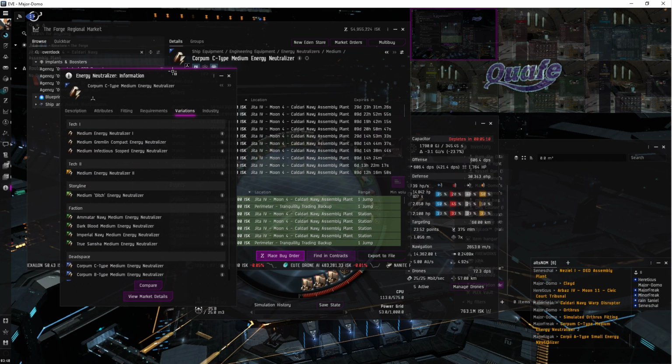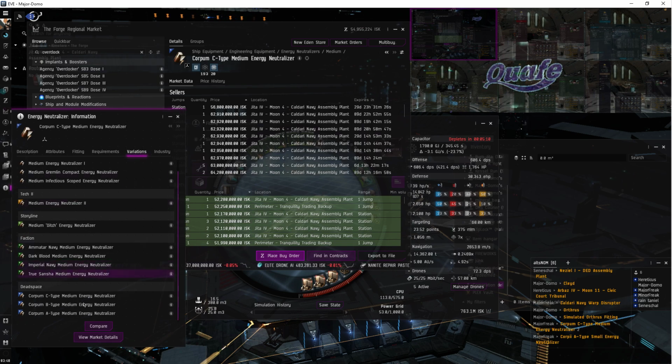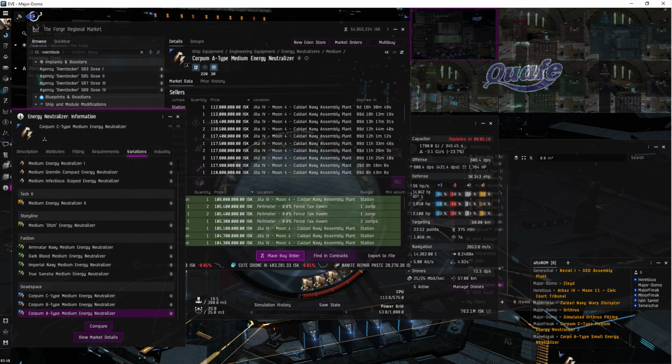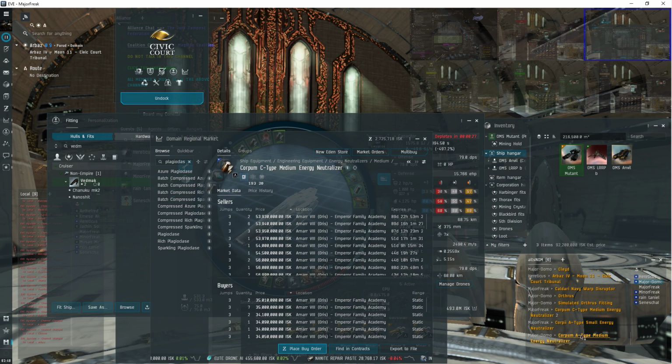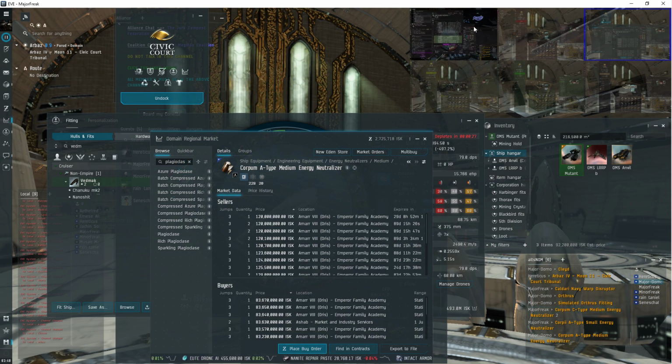I bought two Corpum A-types in Jita. 112, right? It's probably cost me about 20. I'm gonna guess 20 to 40 million loss because I could have bought it in Domain. Oh, okay. All right. Phew.